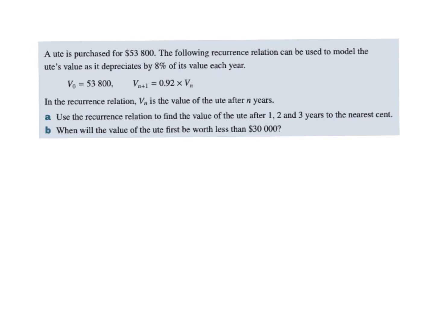Okay, a ute is purchased for 53,800. So there's my V0, and the following recurrence relation can be used to model the ute's value as it depreciates. So here again, 8% of its value each year. So that we know is reducing balance. So you need to get into the habit of writing that and being aware that that means reducing balance depreciation. And you can see they told me what the R is there, the 8% each year.